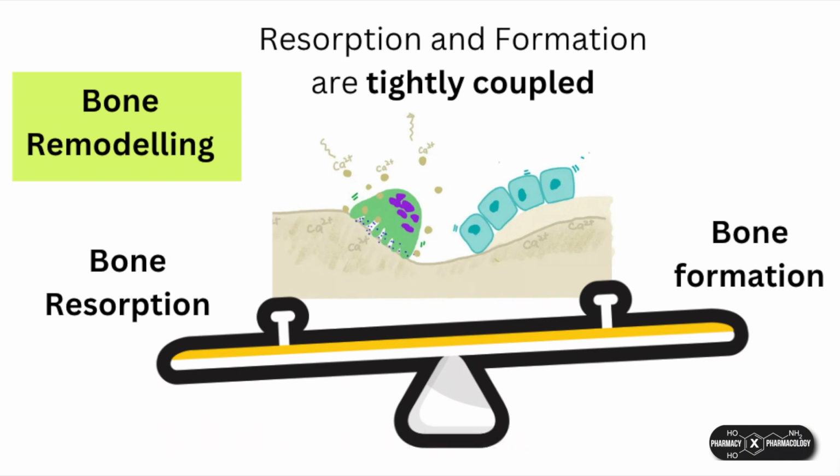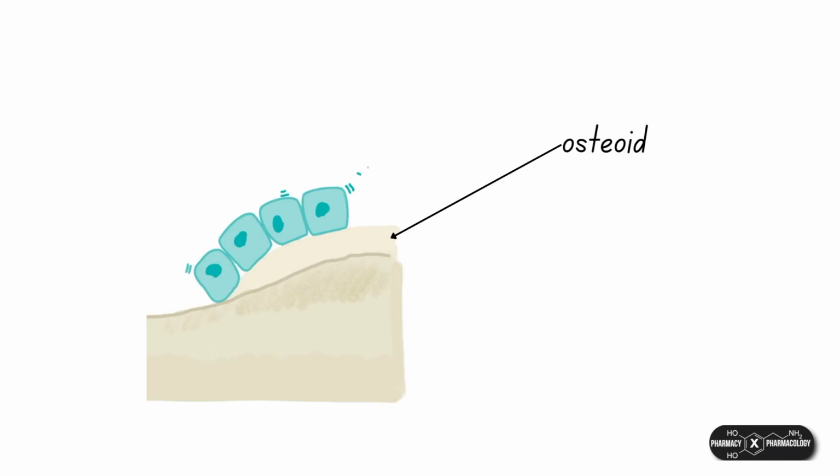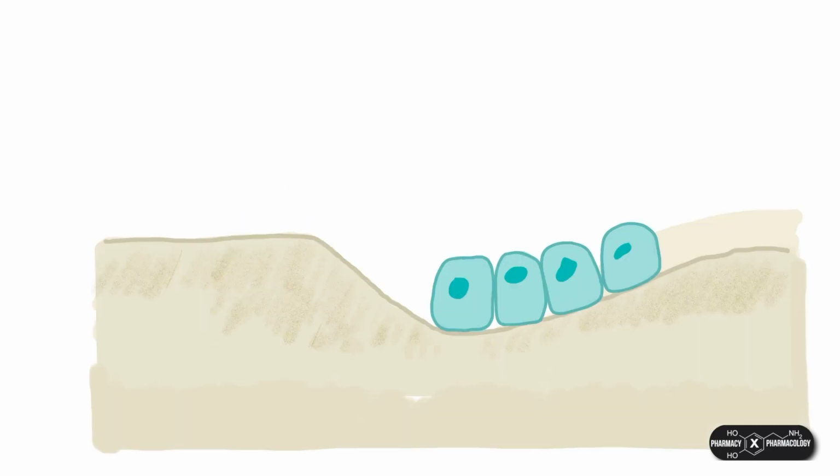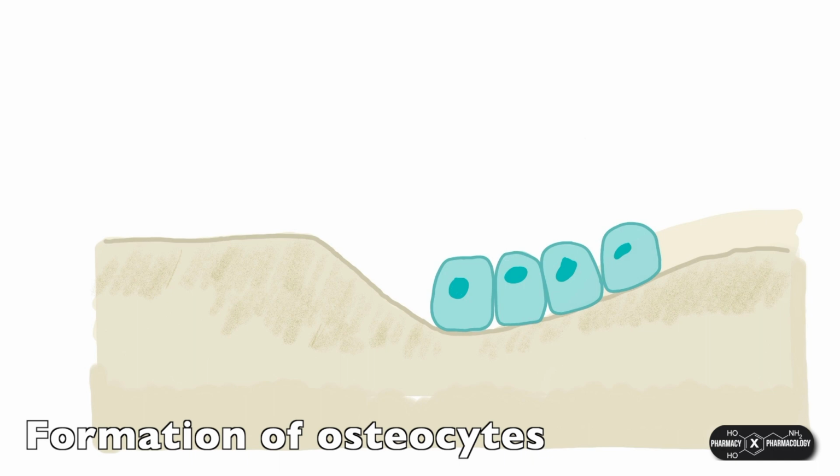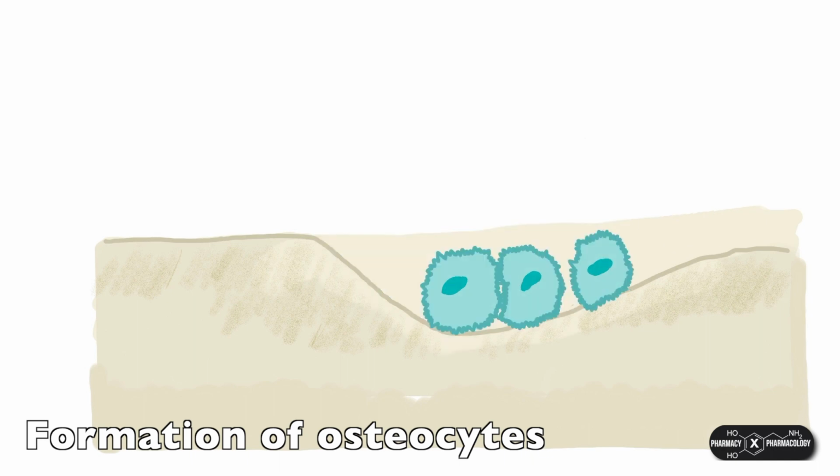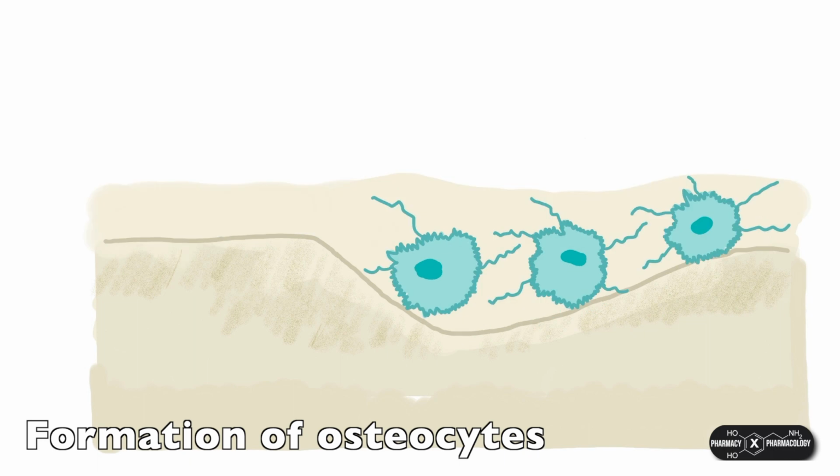This is the process of remodeling, and the activities of osteoclasts and osteoblasts are tightly coupled to maintain bone homeostasis. Otherwise, bone disorders such as osteoporosis will manifest. And then in the process of creating new bone and filling in pits, some of the osteoblasts will become submerged into the osteoid and will then differentiate into their final form, which is osteocytes.